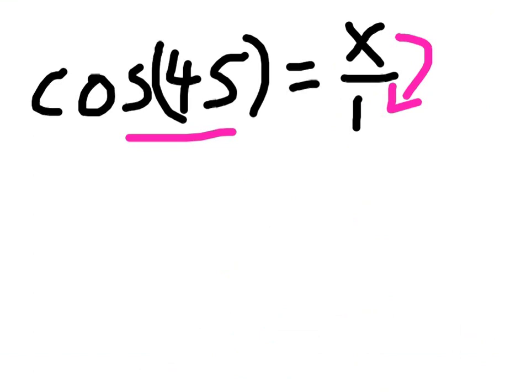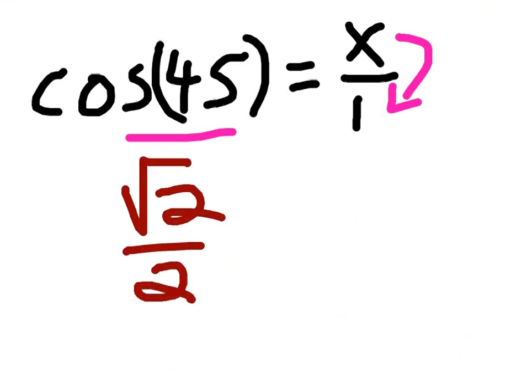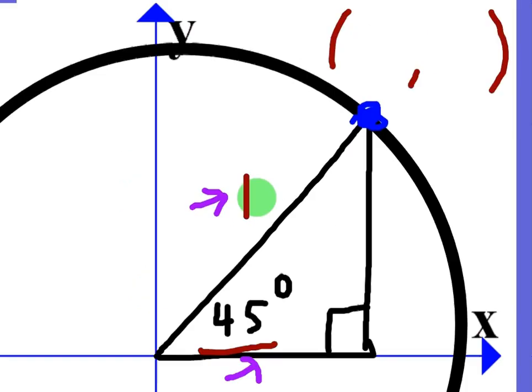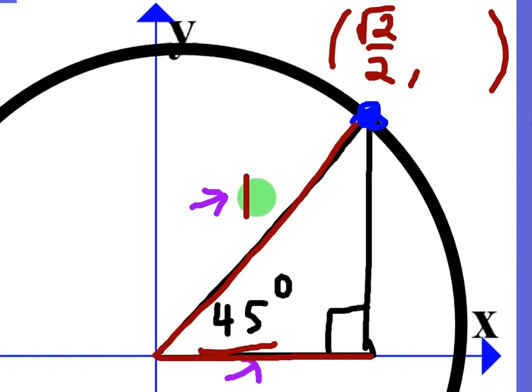So real quickly, cosine of 45 is square root of 2 over 2, or as we said before, about 0.7, and since it's x over 1, that's just going to be your x value, square root of 2 over 2. So we can go over here to our point and label the x value of our point square root of 2 over 2. Again, that's about 0.7. It means that this side right here is about 0.7, again assuming that the radius is 1. Makes sense. Not quite as big, but about 70% the size.